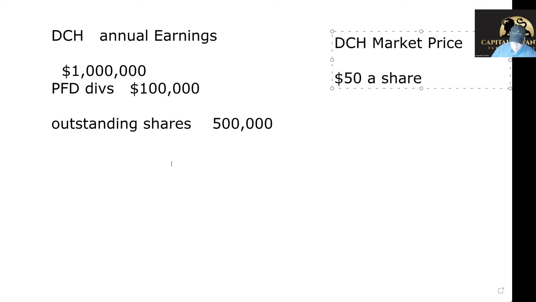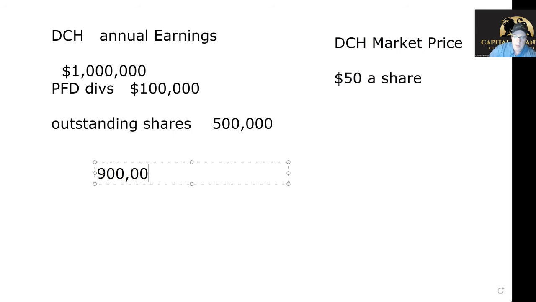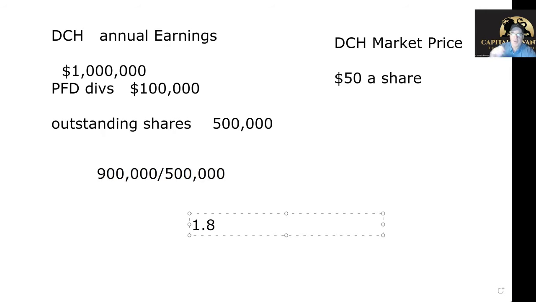So we're going to do calculator. 1 million minus 100,000 for the preferreds, that leaves us 900 grand. We have 900 grand divided by 500,000, the outstanding shares. So 900,000 divided by 500,000, and our earnings per share is now 1.8. So if they mention the preferred dividend, you have to handle it and subtract it from the earnings. If they don't mention it, just do the earnings divided by shares.